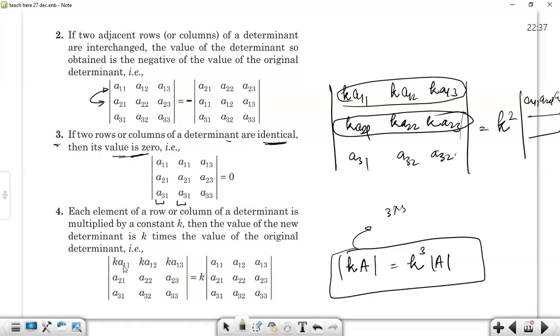Whenever we are taking anything common from a single row, then we'll have to multiply that particular value with the determinant of the remaining matrix. If we are taking common from two rows, then the power will be 2. Understood, everyone?